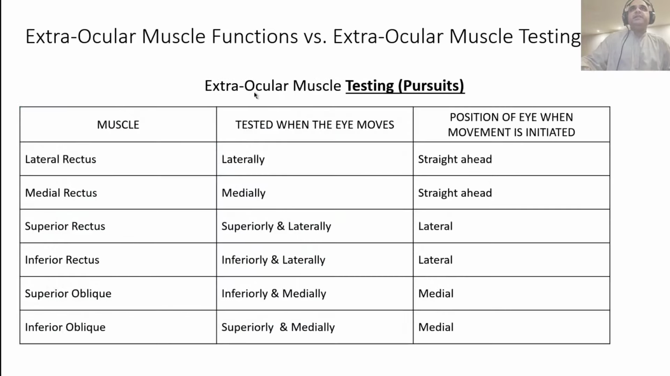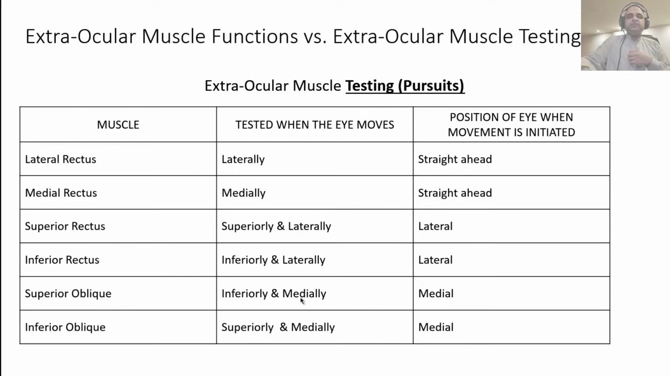So muscle testing is infinitely easier than the muscle function bit, and all we need to do is follow this table. When we are testing the medial or lateral recti, we just move the eye laterally or medially, and the starting position for this test is when the eye is looking straight. For the superior and inferior recti, the starting position is when the eye has moved laterally, and the superior rectus then moves the eye upwards or the inferior rectus downwards, depending upon which eye you're talking about. Why do we need to move the eye laterally before we test the superior and inferior recti? We'll just get back to that in a bit.